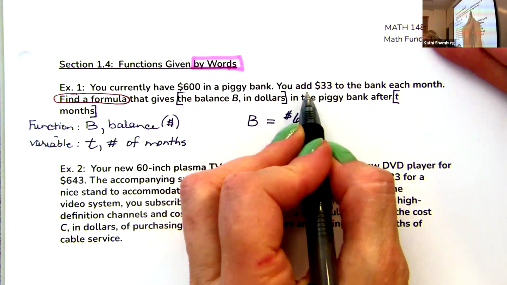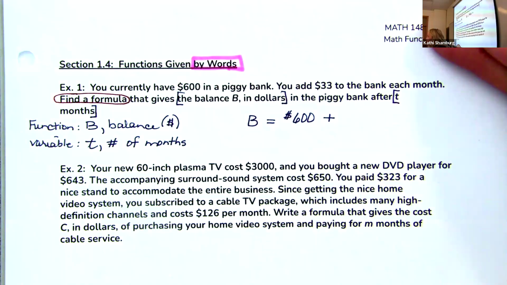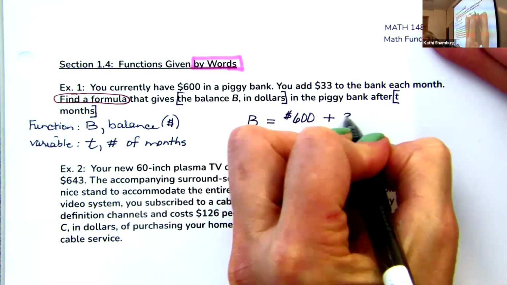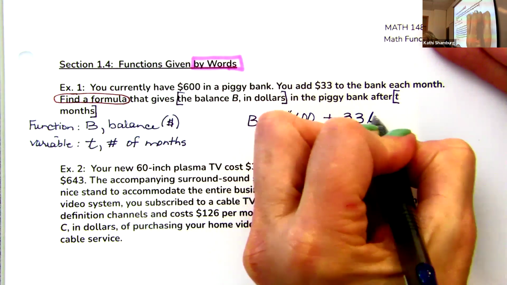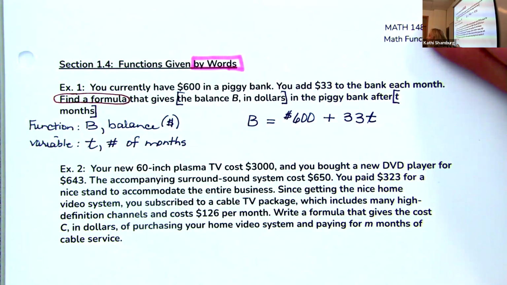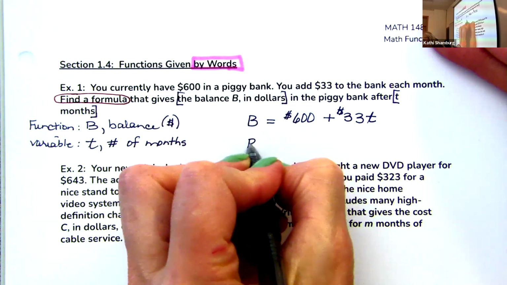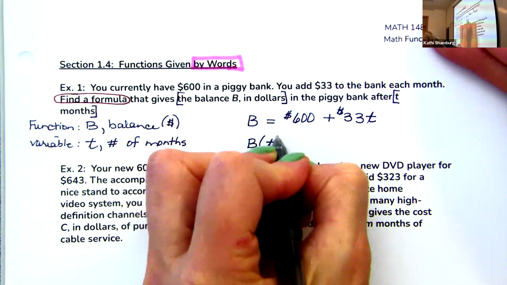Then it says you add, so we're going to add $33 each month. So that means $33 per month. So at 1 month, it would be an additional $33. 2 months would be $66. So we know we're going to multiply this times T, because that number will increase as the months pass. Okay. I'm going to go ahead and write it using functional notation, B at T.